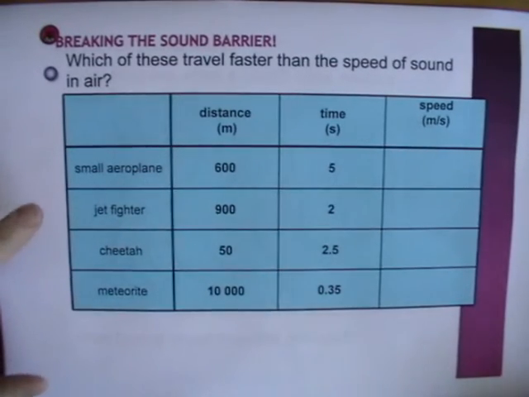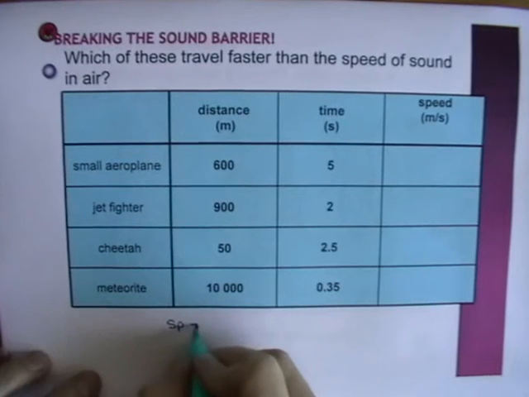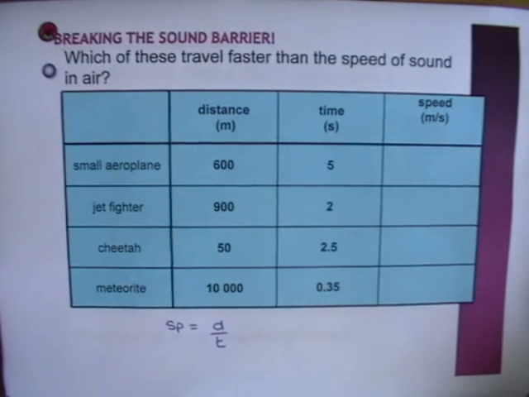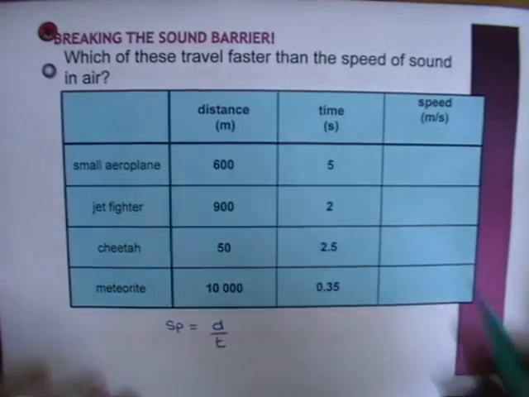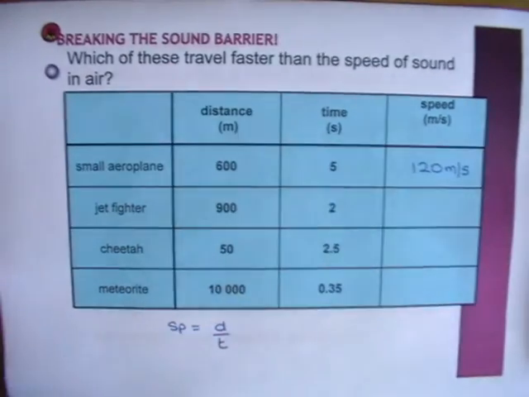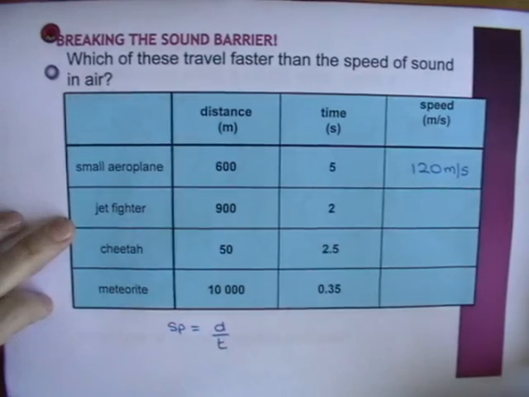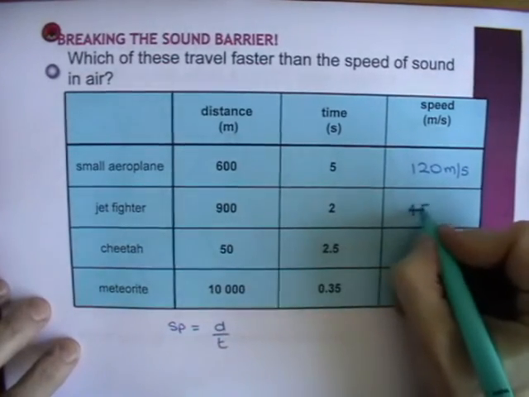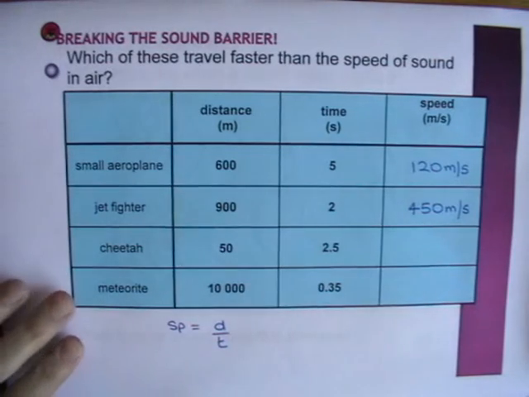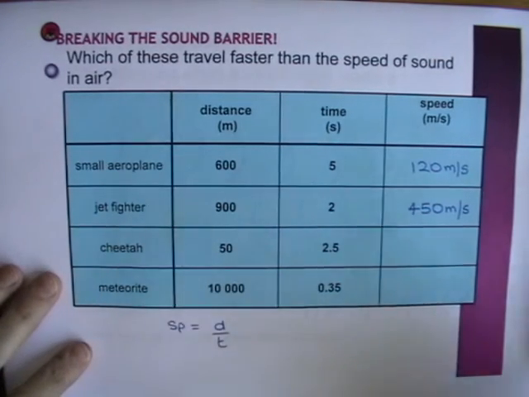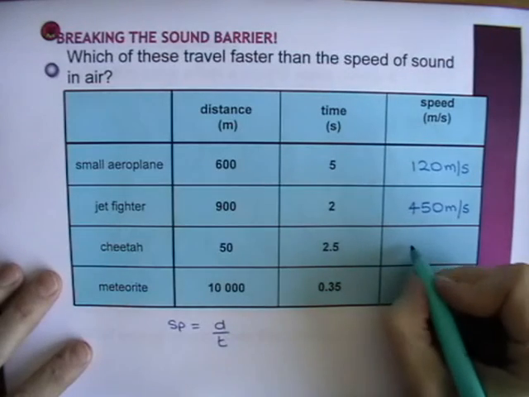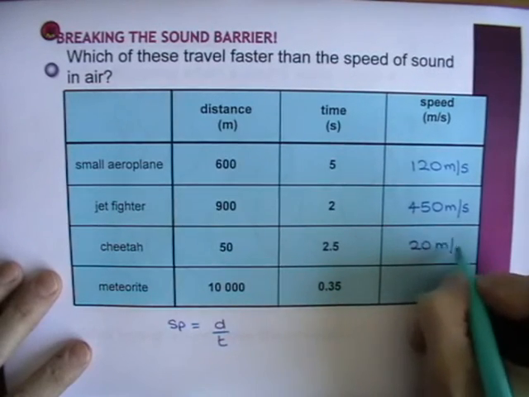So we're just going to do a wee quick question here. Speed is distance over time. And therefore we're going to do a calculation. So 600 divided by 5 gives you 120 meters per second. So the small airplane's not going to break the sound barrier. The jet fighter, 900 divided by 2 gives you 450. So it is going to break the sound barrier. A cheetah, 50 over 2.5, and 50 divided by 2.5 gives you 20. So it's not going to break the sound barrier.